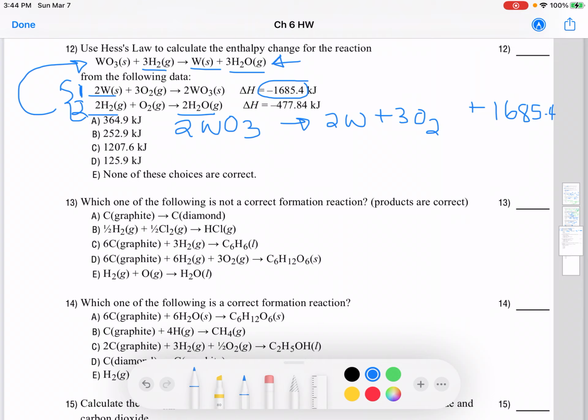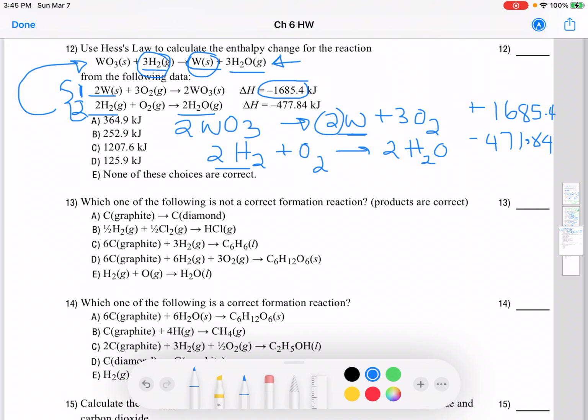Okay, 2 hydrogen plus oxygen, giving you 2 water, negative 477.84. Now let's see. Here we have 2 hydrogen, but what we want is 3 hydrogen. Correct? And we want 1 tungsten, but here you have 2 tungsten. So what do we need to do?